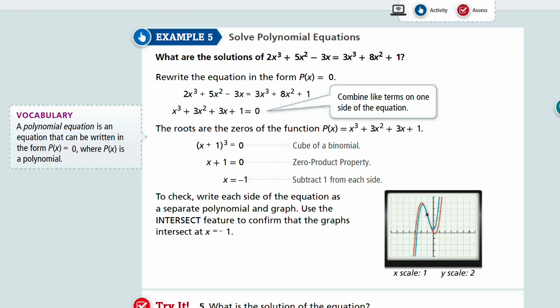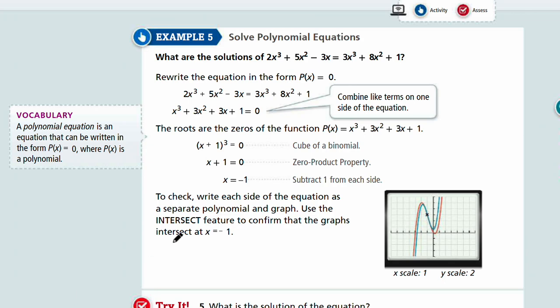This is Algebra 2, Lesson 3-5, Example 5. Let's look at how to solve polynomial equations. What are the solutions of 2x cubed plus 5x squared minus 3x equals 3x cubed plus 8x squared plus 1?